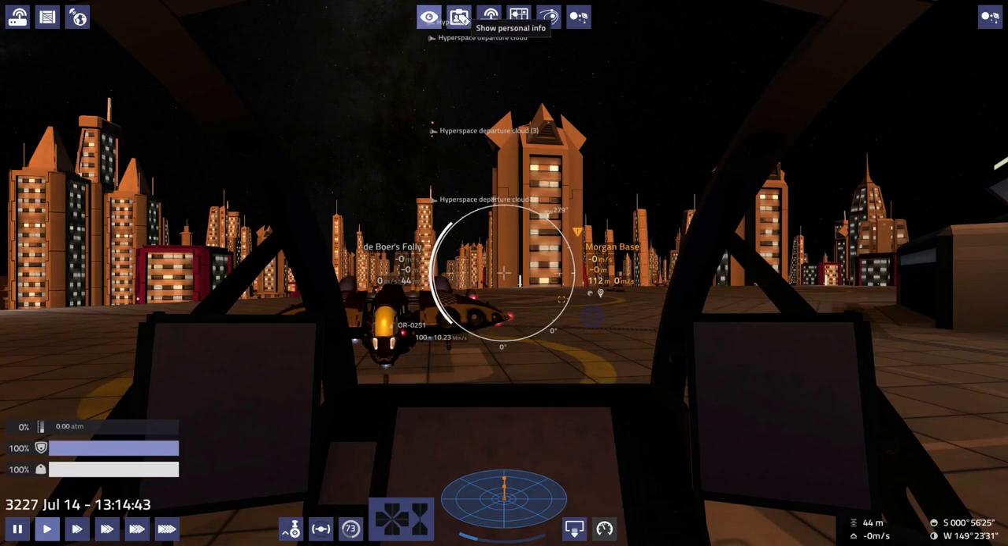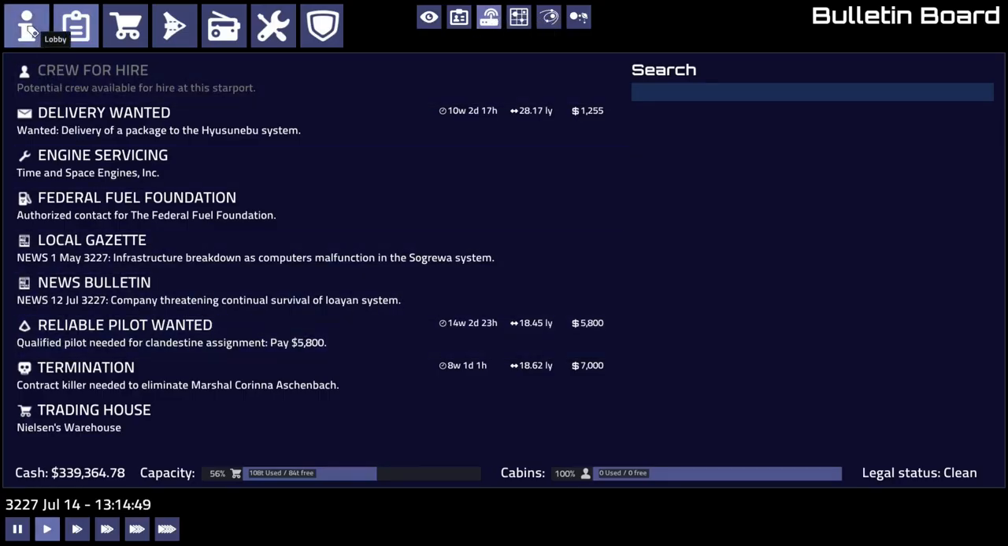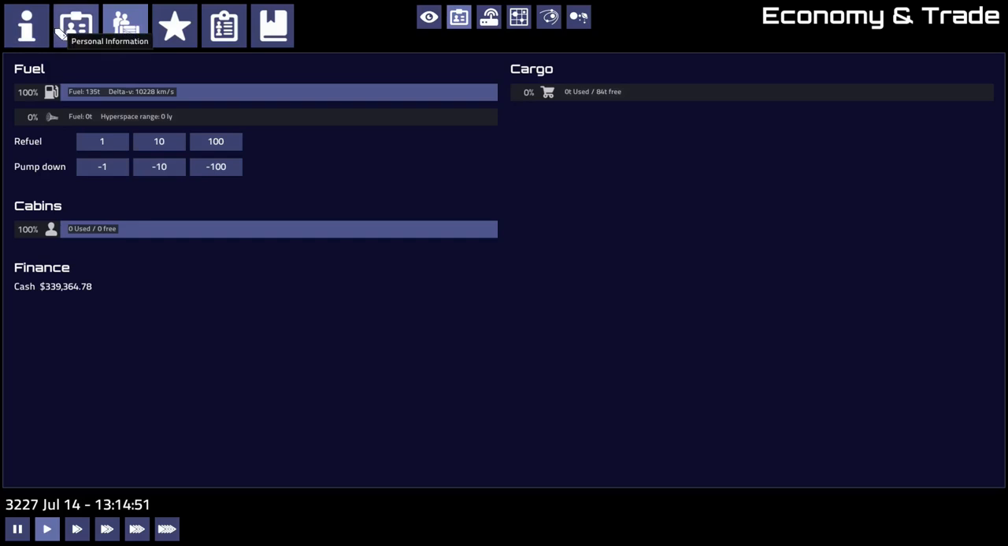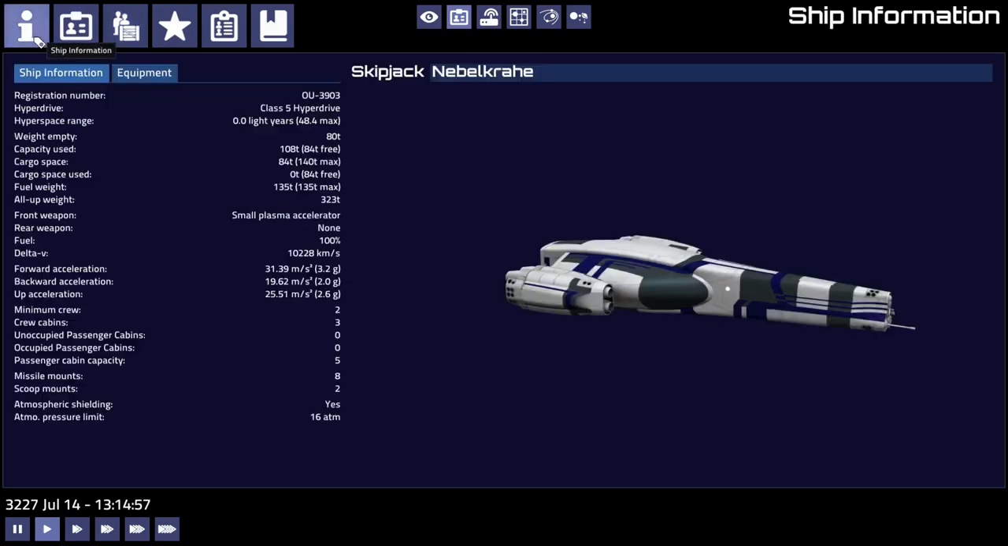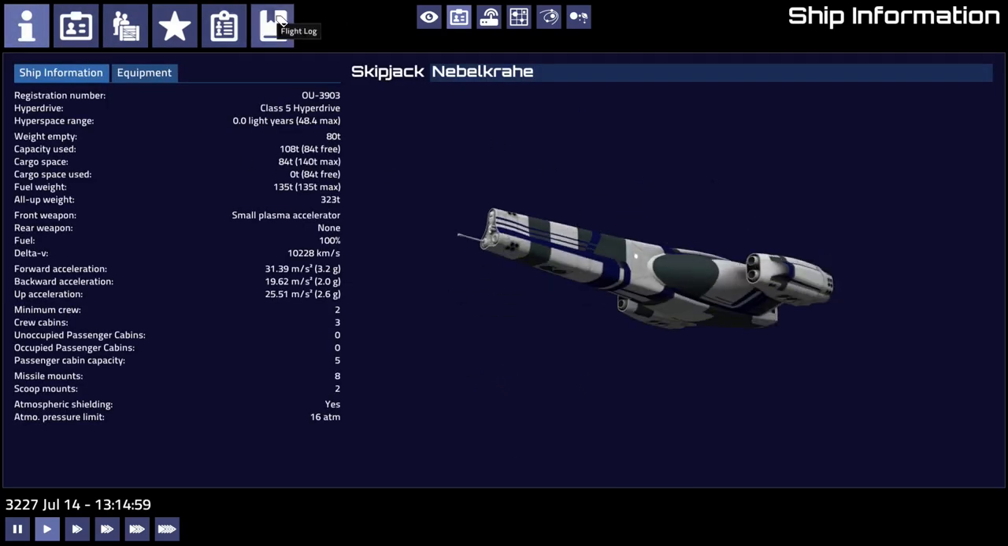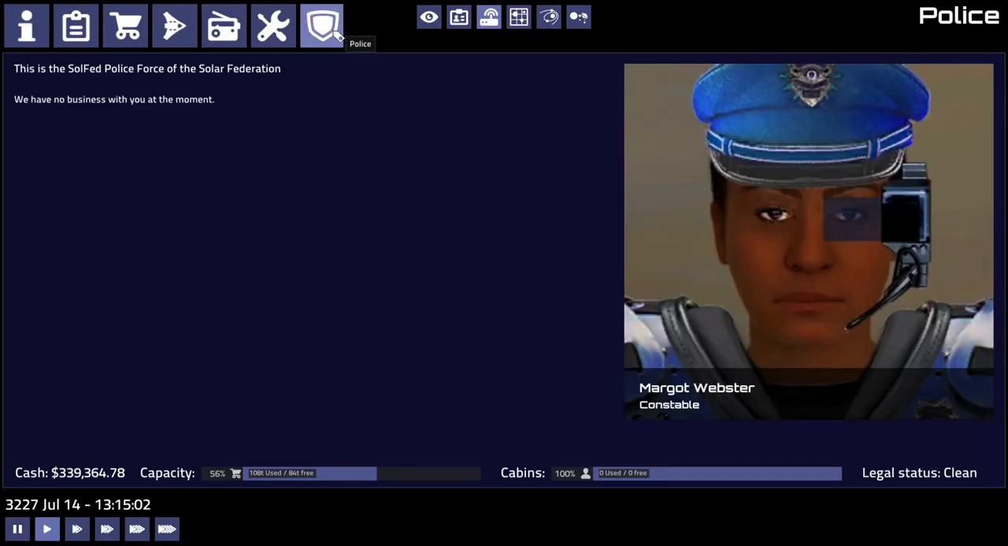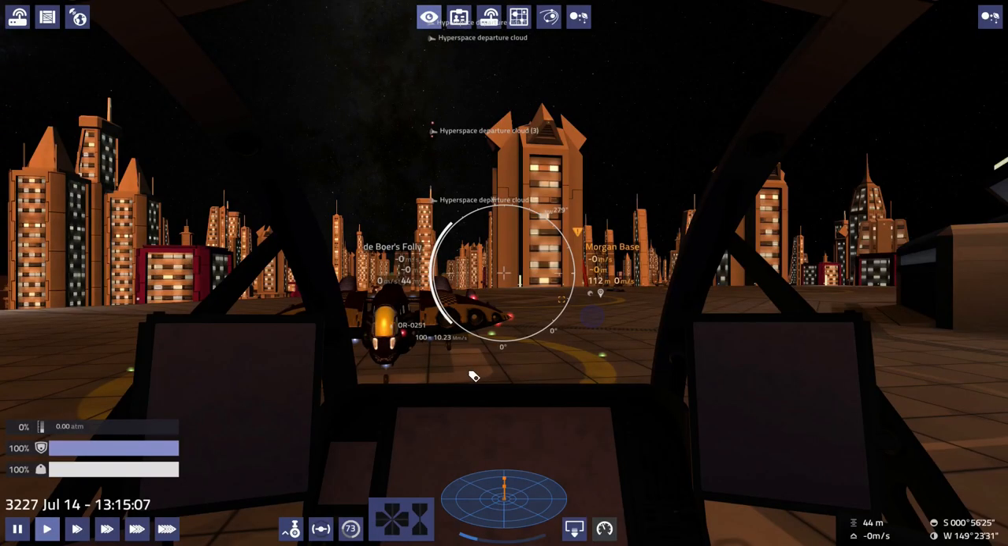63 tons. That is a lot of profit. That is excellent profit. Look at that. Excellent. And let's check the police, right? Have no business with us at the moment, so we've gotten away scot-free with this. That is a lot of money. And it was probably the easiest trade run that I've ever done.